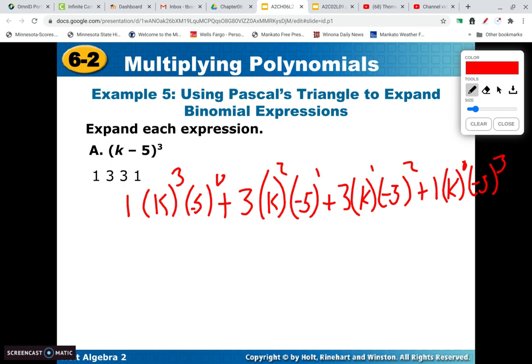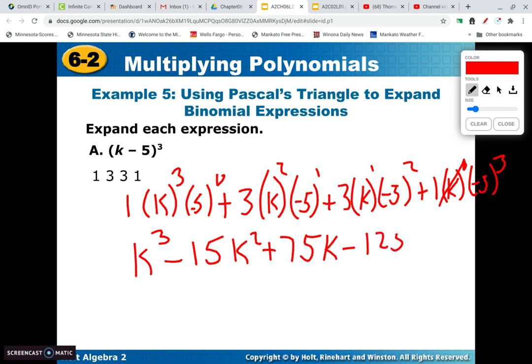All right, now we've got to simplify that. Remember, anything to the 0 power is 1, times 1 is 1, so this is just going to be k to the third. Negative 5 times 3 is negative 15. That's going to be k to the second. Negative 5 to the second is positive 25 times 3 is 75. And then, of course, k to the 0 power, that's 1. That's gone. The 1. Okay, so negative 5 cubed is going to be negative 125.